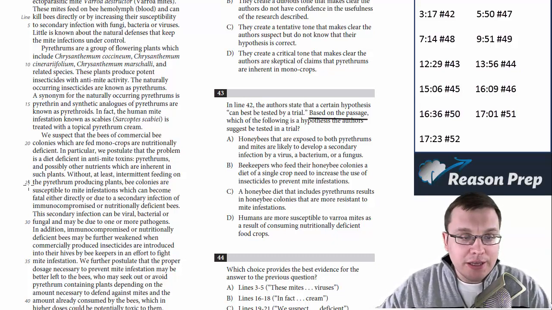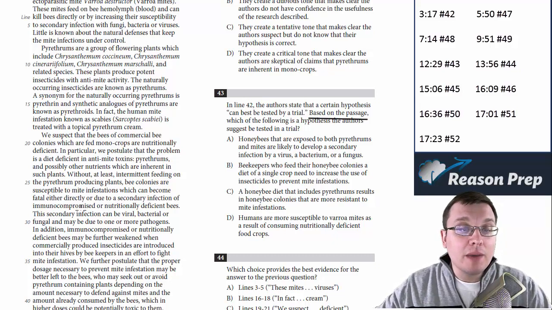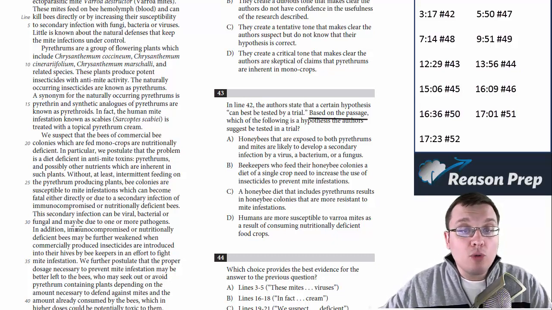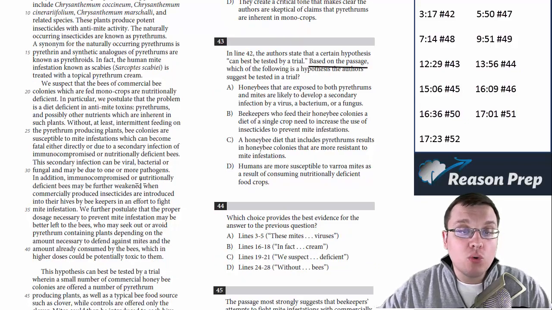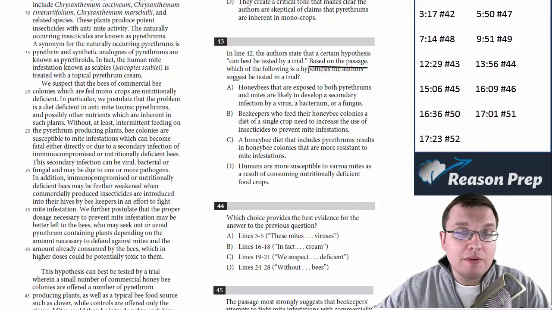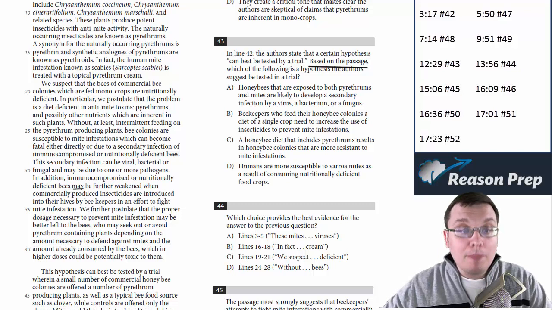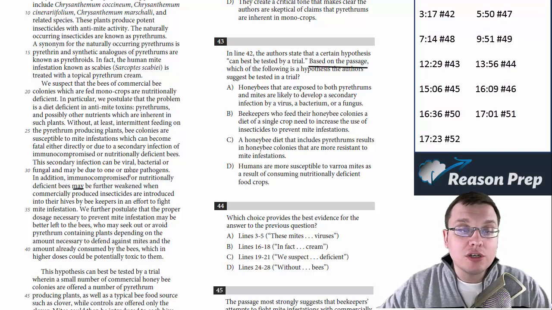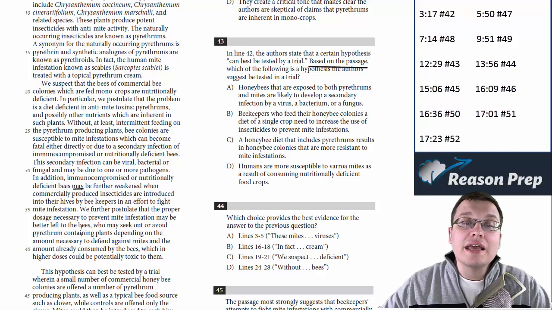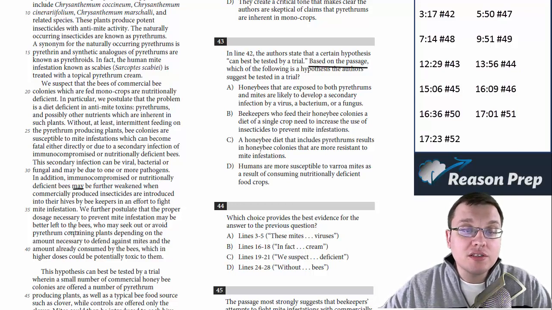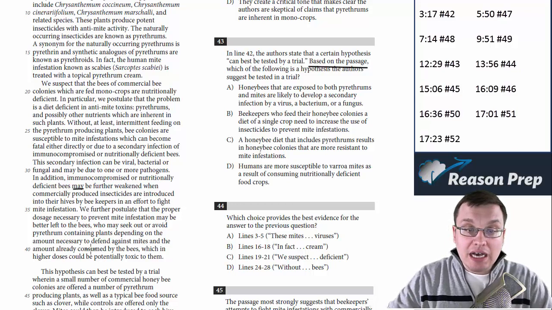Blech, mouthful of a passage. This secondary infection can be viral, bacterial, or fungal, and may be due to one or more pathogens. In addition, immunocompromised or nutritionally deficient bees may be further weakened when commercially produced insecticides are introduced into their hives by beekeepers in an effort to fight mite infestation. We further postulate that the proper dosage necessary to prevent mite infestation may be better left to the bees, who may seek out or avoid pyrethrum-containing plants, depending on the amount necessary to defend against mites and the amount already consumed by the bees, which in higher doses could be potentially toxic to them.